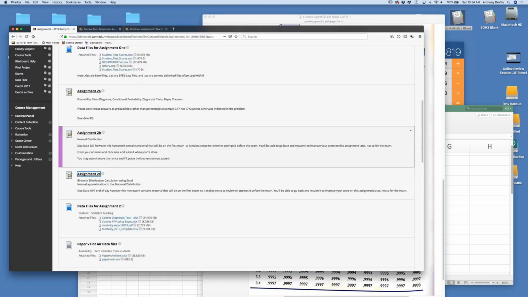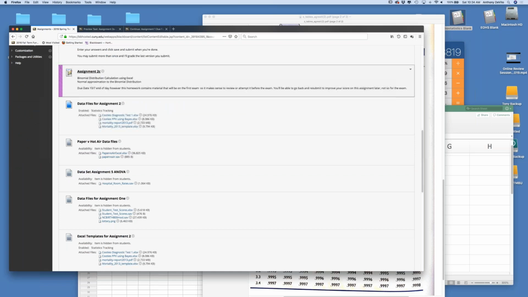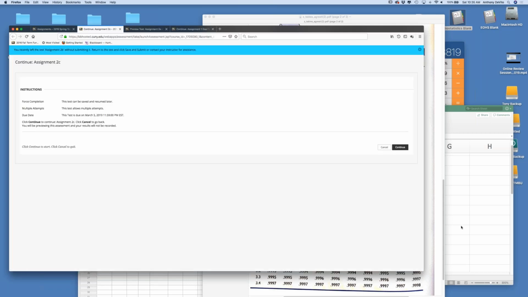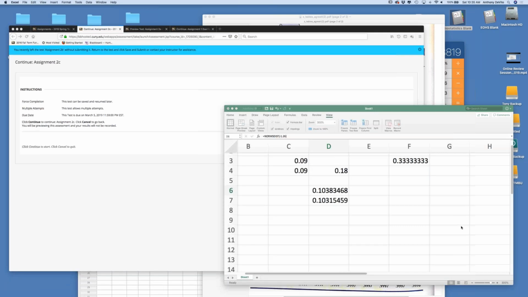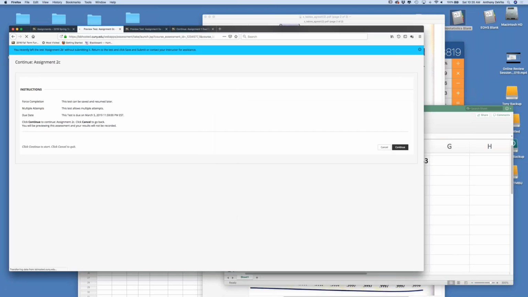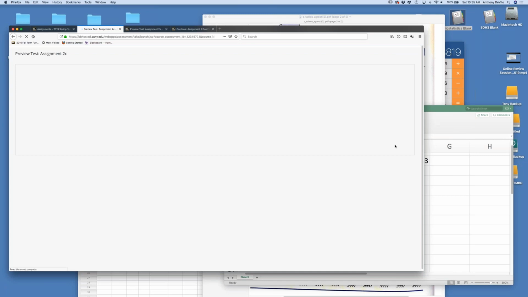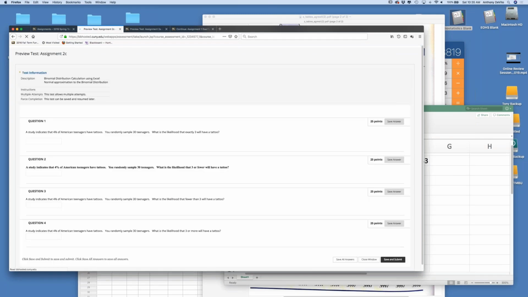That's all. Okay, this last homework, 2C. And I'm going to go back to Excel. Okay. So, yeah, I did a pretty simple example here.